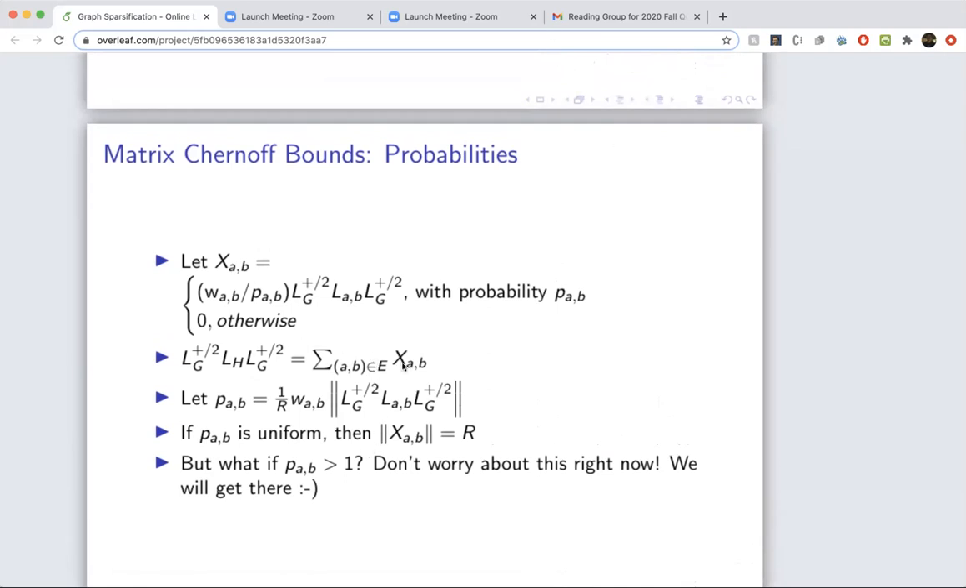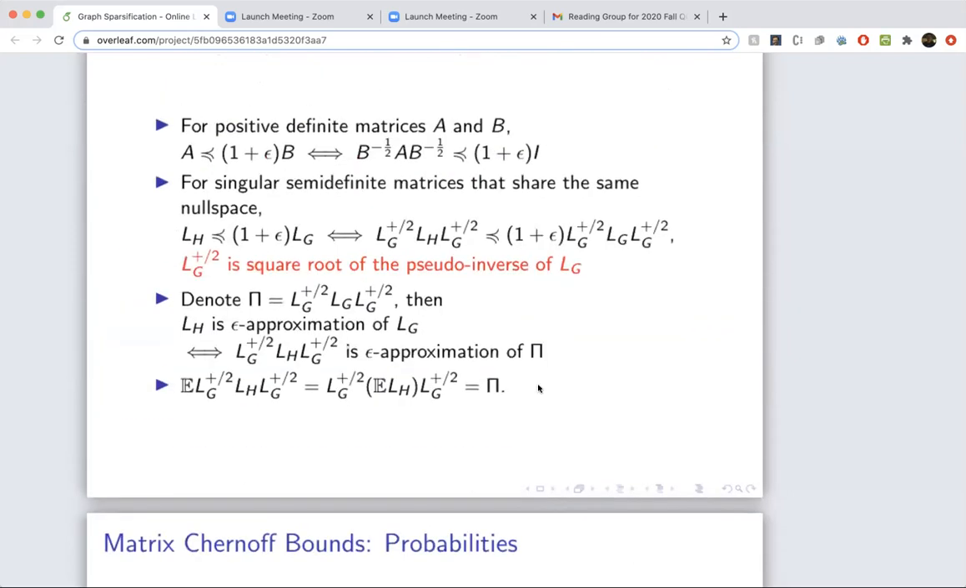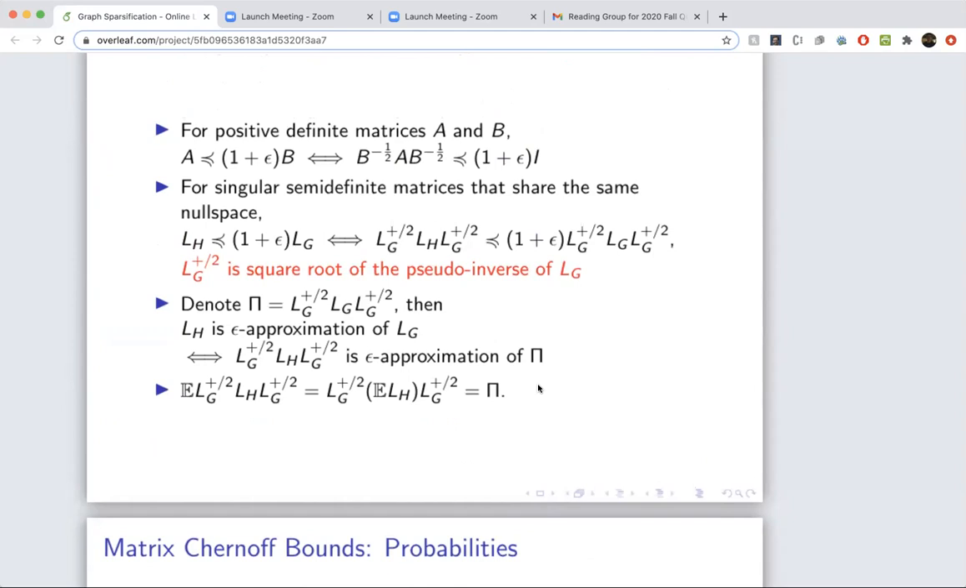Arjun, can you go back to the last expectation equation? Yes. Can you explain a little bit more there? I'm a little bit lost there. Okay. So are you referring to the last statement? Yeah, that one. Okay. So we see we're taking the expectation over this entire quantity, LG plus over 2, LH, LG plus over 2.